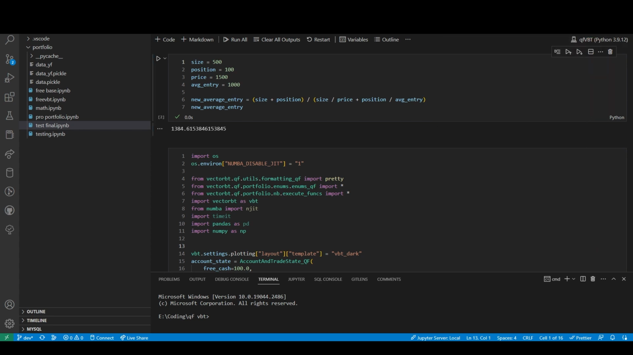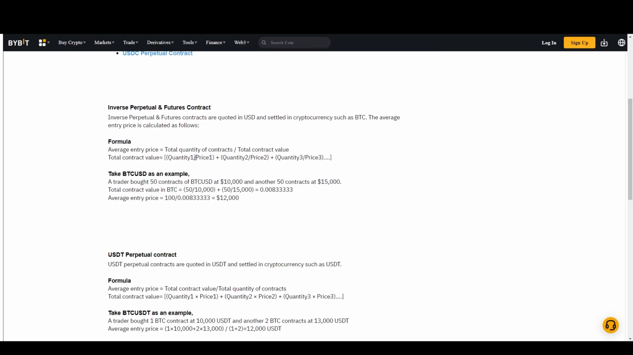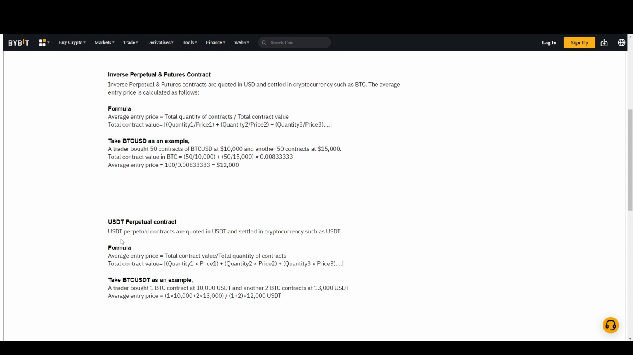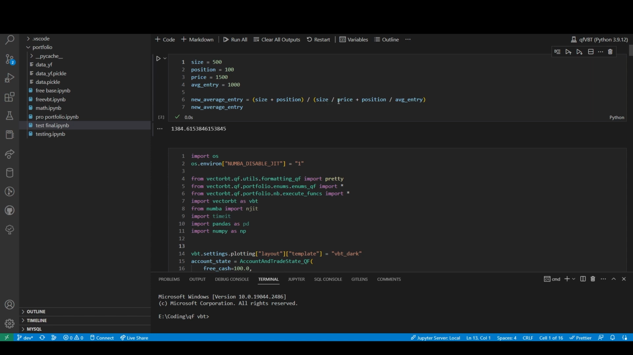Alright, so this is weird. Bybit has two ways of calculating this. You have USDT perpetuals, and then you also have inverse perpetual futures. So it looks like I have done this one. Total quantity of contracts divided by total contract value. And that's why I have size divided by price, which is BTC price. This gives me the BTC equivalent. So this is going from US dollars to the stock. And then this is, what is this? Total quantity of contracts is this, so it's size, right?